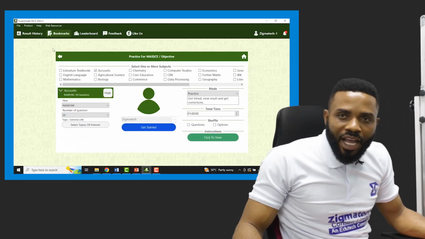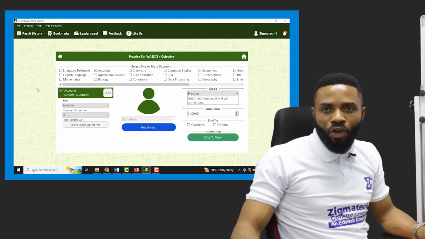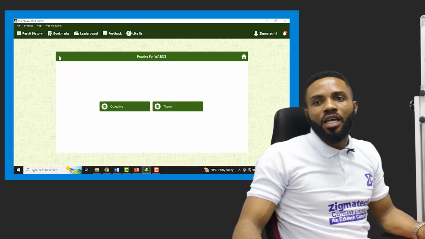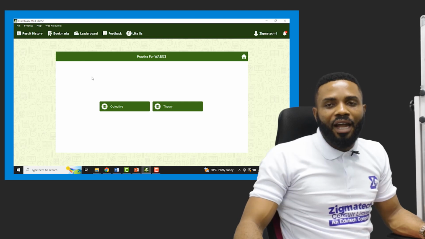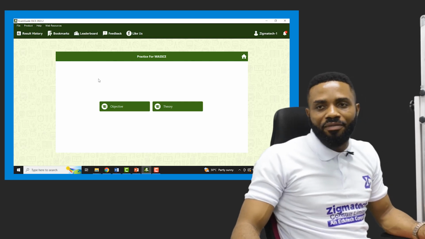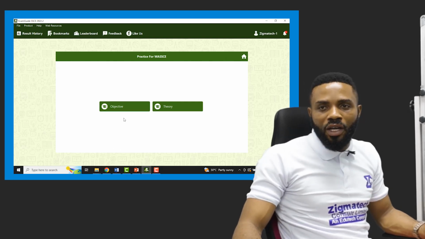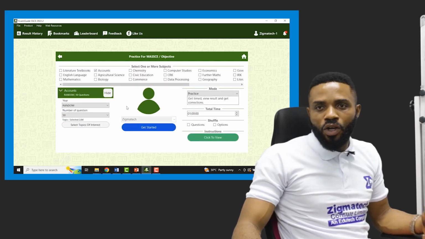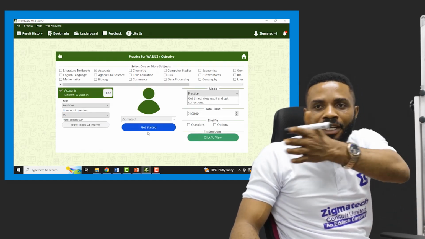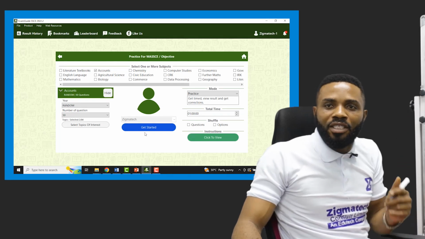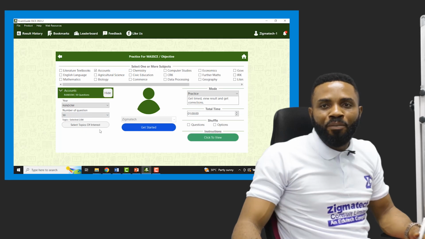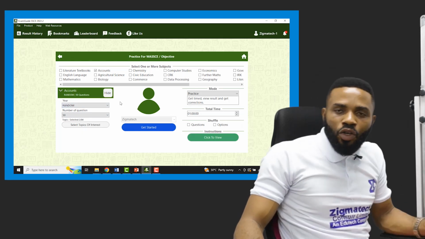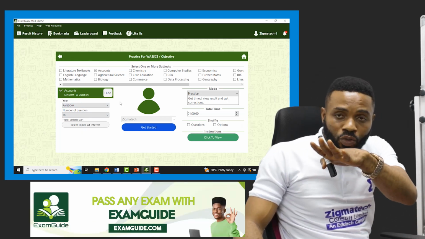Now, if you go to your exam guide, you will have options. You see the practice for WAEC, and then you see objective and theory. You click on your objective. When you click on your objective, you see a variety of subjects there, and then since we are doing account, you click on account. It's already clicked.